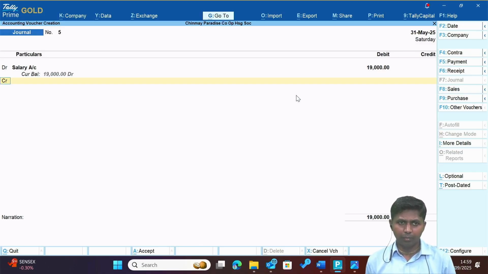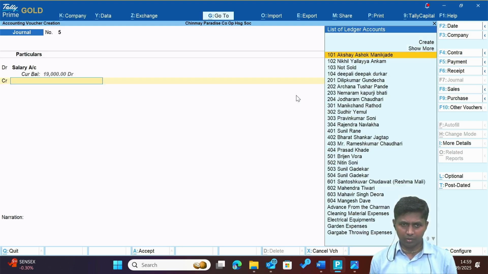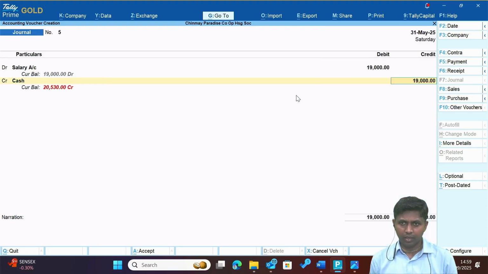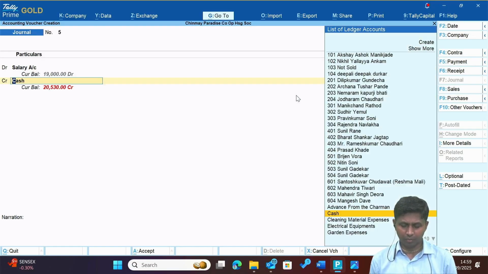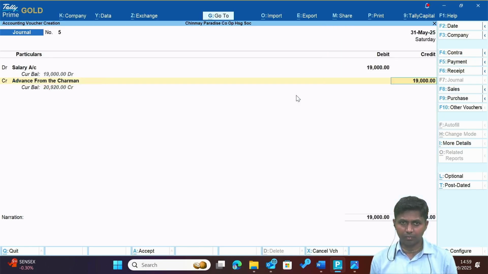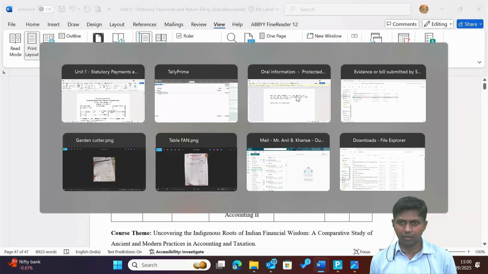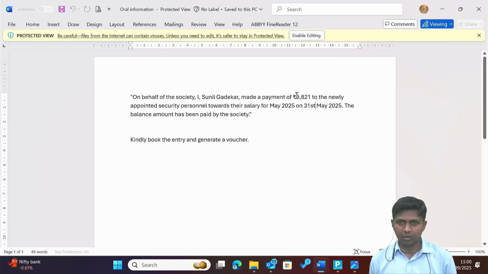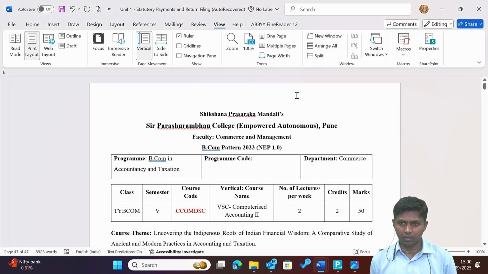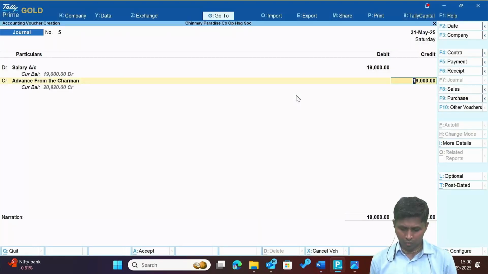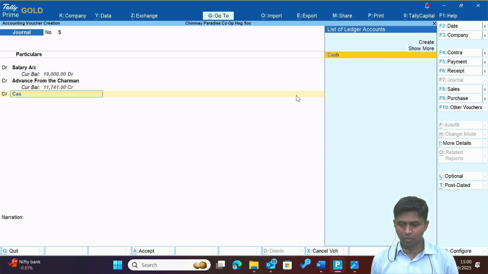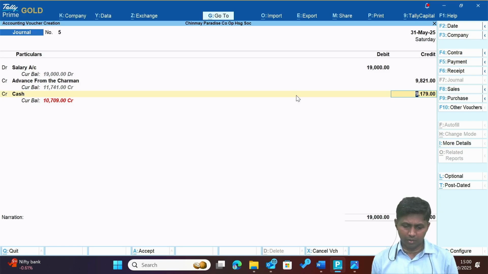if you're going to make the payment of salary, from journal also or from payment also, you can pay. Here salary 19,000, credit cash, some amount in cash and some amount by the chairman. Salary will say advance from the chairman. The chairman is giving an amount of rupees 9821. Therefore say 9821. And then the balance amount will be paid through cash, 9179.